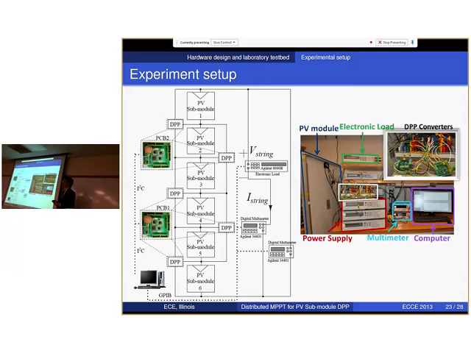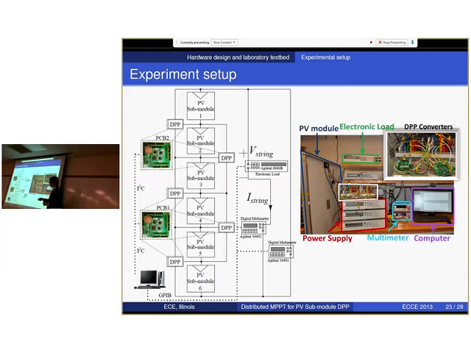So here is our experimental setup. We test this algorithm with a setup of 6 submodules and 5 DPP converters. These DPP converters are implemented on 2 printed circuit boards, and the communication between DPP converters is implemented through an I2C interface.